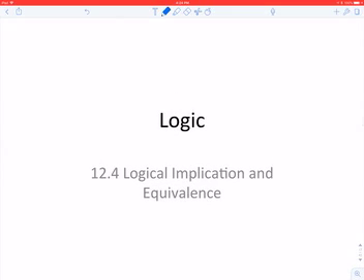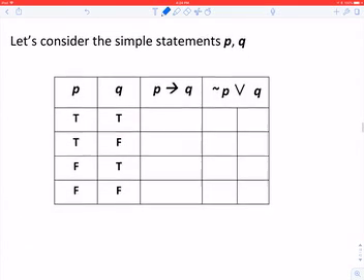Okay. So we want to move into 12.4, logical implication and equivalence. So let me open up a copy of this. So let's consider the simple statement, P implies Q, and not P or Q. So let's construct truth tables and compare these two. If we do P implies Q, true implies true is true, true implies false is false, false implies anything is true and true.